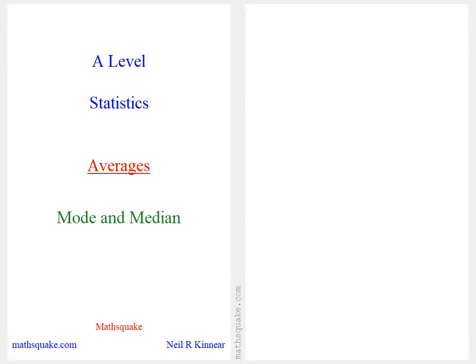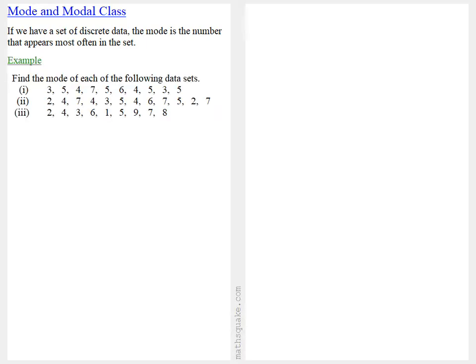A-level statistics. Looking at averages, the mode and the median. Let's consider the mode and the modal class. If we have a discrete set of data, the mode is the number that appears most often in the set. For example, find the mode of each of the following data sets.